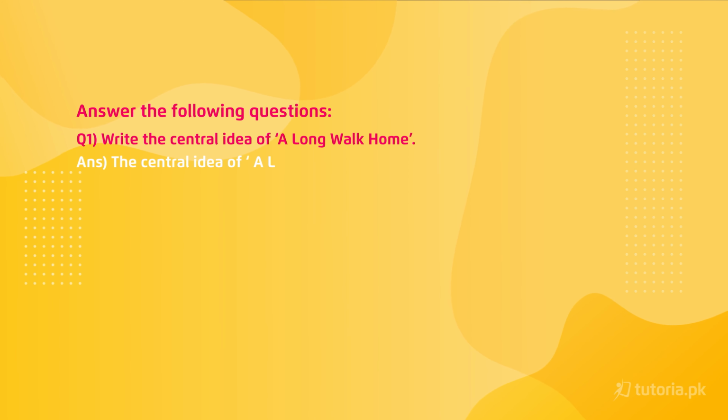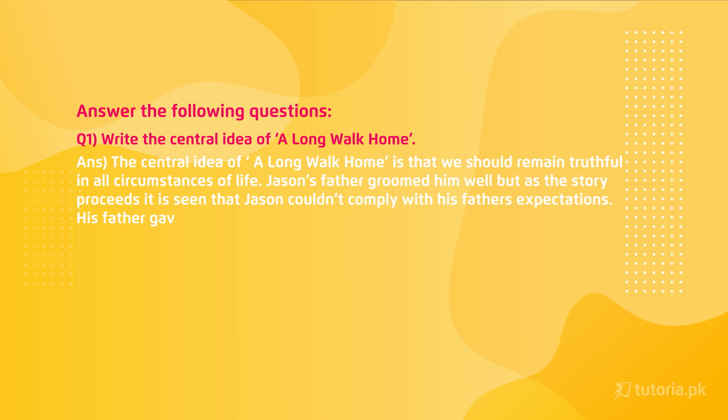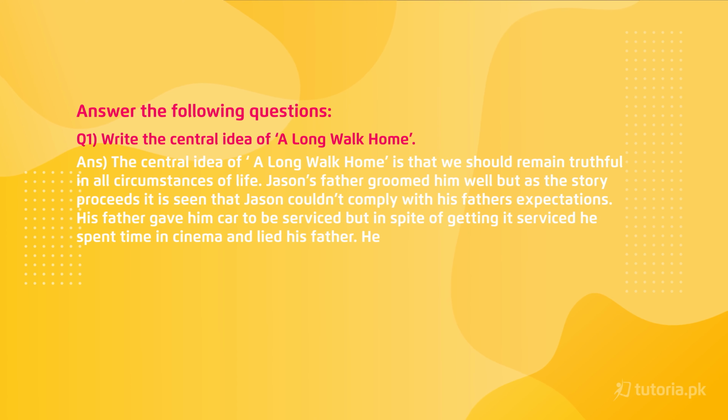Answer. The central idea of A Long Walk Home is that we should remain truthful in all circumstances of life. Jason's father groomed him well, but as the story proceeds, it is seen that Jason couldn't comply with his father's expectations. His father gave him a car to be serviced, but instead of getting it serviced, he spent time in the cinema and lied to his father.